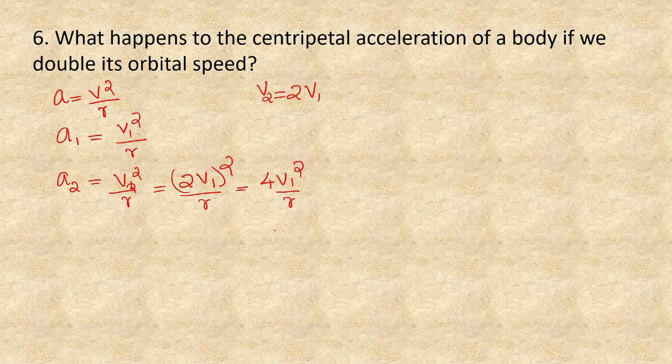But what is the v1 square by r? That is the previous centripetal acceleration, that is a1. So a2 is equal to 4 into a1. That means the centripetal acceleration is increased by 4 times if we double the orbital speed. So that is the answer.